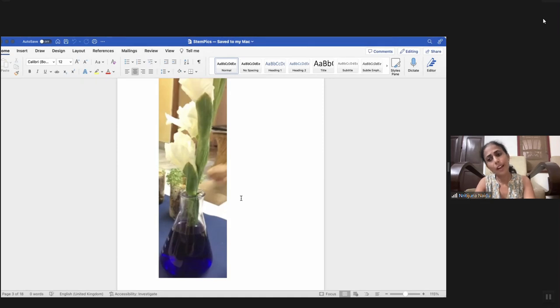So we see that the flowers get colored in the color that we added to the water. What does this tell us? That water traveled through the stem to the flowers and the other parts of the plant. So water travels through the stem towards the leaves.